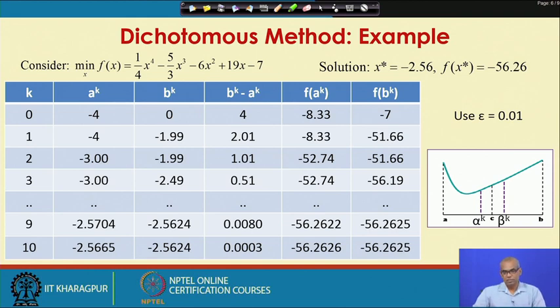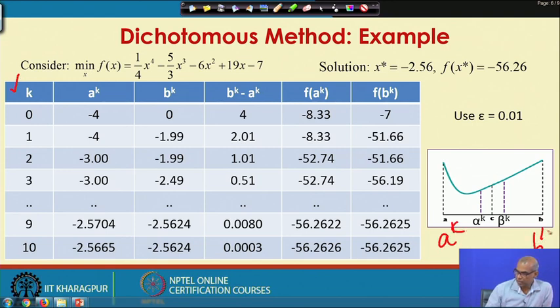So, this is how I compute in a tabular form. So, the first column represents iterations and this A k and B k are shown here. So, I start my initial search within the interval minus 4, 0. So, the initial interval is given as minus 4, 0. So, this is shown here.